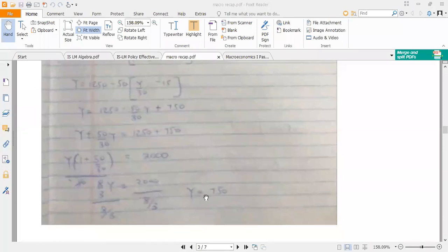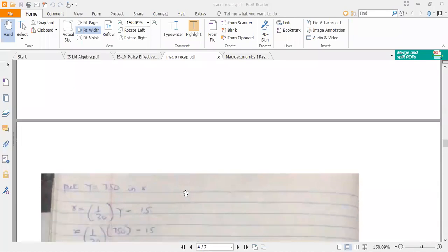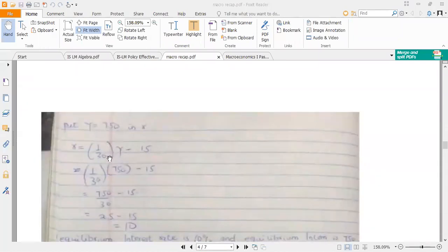You can come and get your Y, which is 750. So now, if you want your R, you go to the LM equation, you can just substitute your Y there. R equals 1 over 30 Y minus 15. So put your Y equals 750 here, and then just do your simplification.